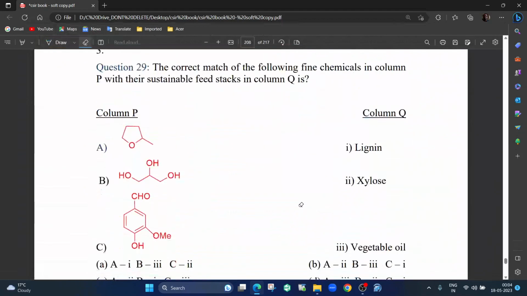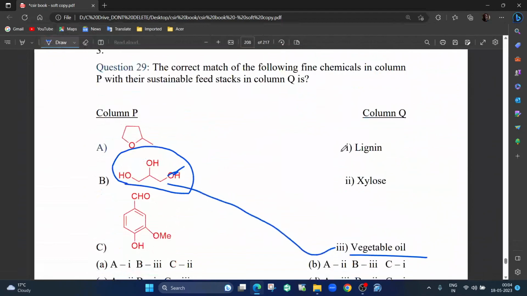Last question. The correct statement for the following chemicals in column P. So easiest one, let us see. This is glycerol. You know vegetable oils are triglycerides of fatty acids. So fatty acid is there, and this is the glycerol. Fatty acids are long chain carboxylic acids, and they form esters with glycerol as triglycerides. So very clearly B matches with your 3.